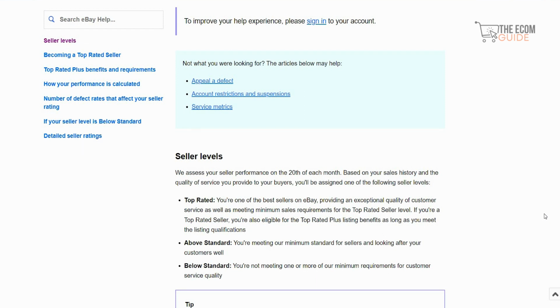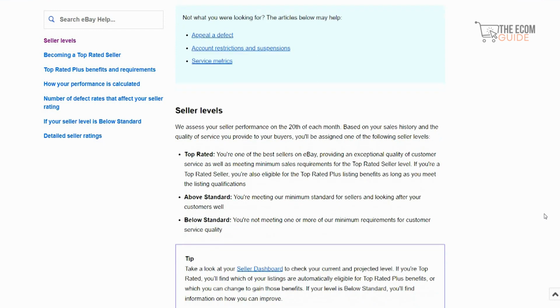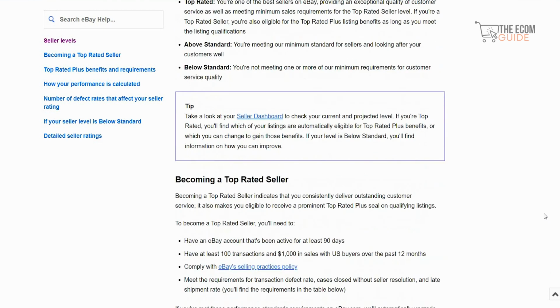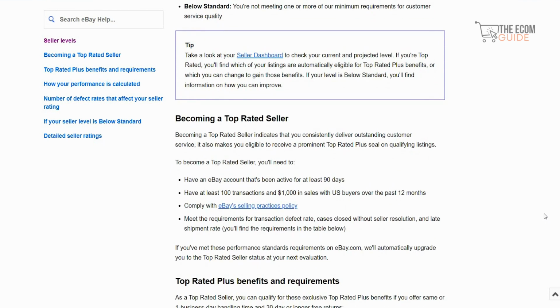Now, obviously, with eBay, they keep a very close eye on what's happening on the actual platform. So they have seller levels. You have top rated, above standard, and below standard. Top rated is where you're one of the best sellers on eBay. Above standard is where you're meeting the minimum standards of sellers and looking after your customers. And below standard is that you're not meeting one or more of the minimum requirements for customer service quality. To become a top seller, guys, you've got to make sure that you're consistently delivering outstanding customer service.